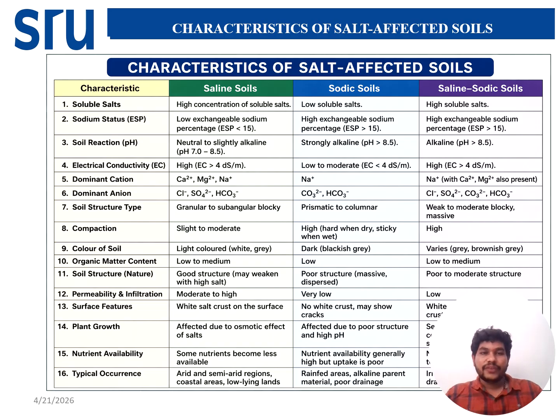But the best criterion to characterize saline soil is the EC, and for sodic soil it is SAR and ESP. An ESP of more than 15 means sodic soil. Another criterion is the sodium adsorption ratio: if it is more than 13, the soil is sodic soil.